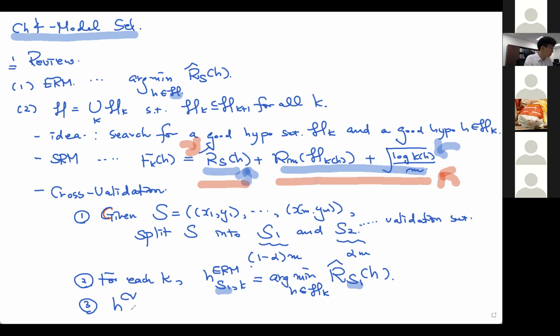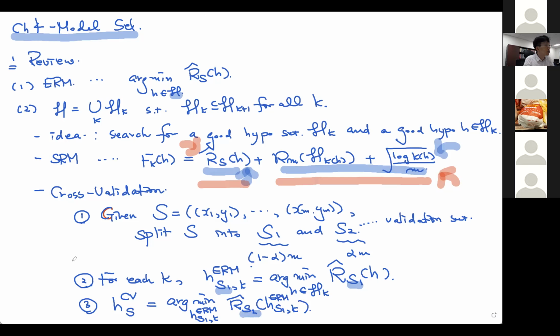the cross-validation with respect to sample S is going to be the argmin among the h_k^S1, such that it minimizes empirical risk with respect to the validation set. So note that we are now using S2 to evaluate this.